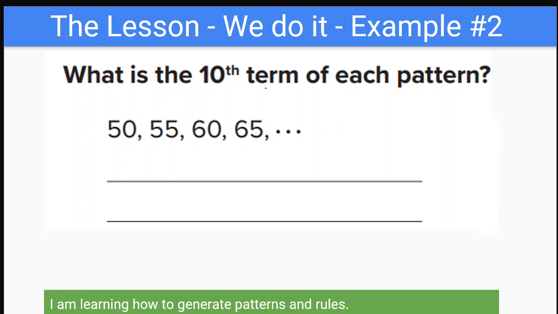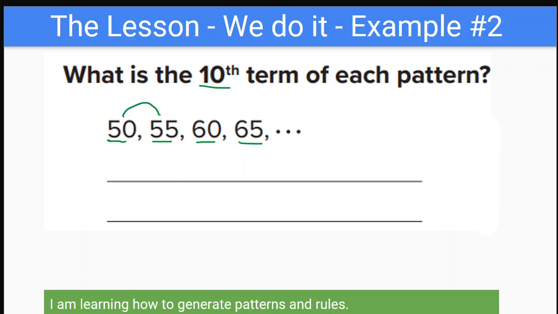It says, what is the 10th term of each pattern? Okay, they want the 10th one right here. Well, they've already given you the first 4, right? We do count these, okay? It doesn't say what is the next 10, but it says what is the 10th. So here's the first, here's the second, here's the third, here's the fourth.